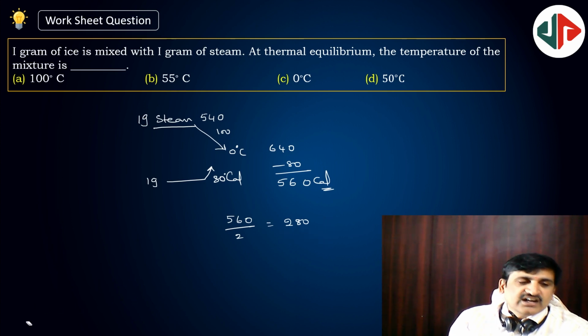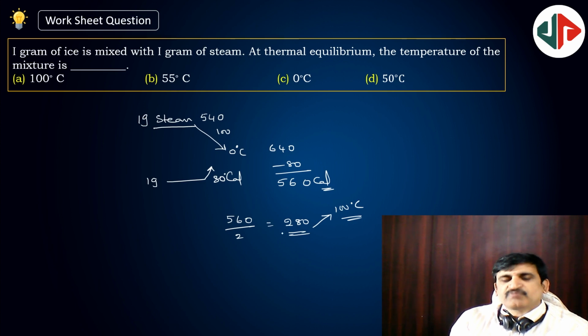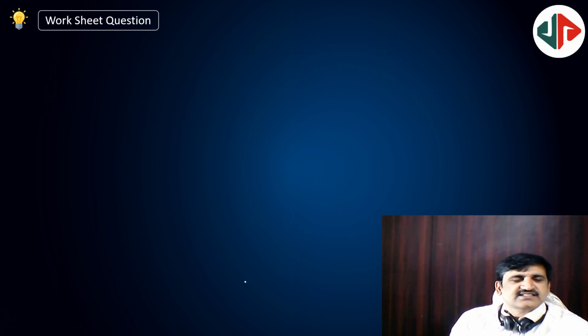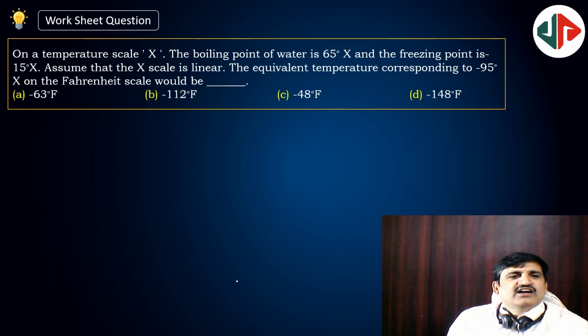So it can't evaporate, because for evaporation how much is needed? For evaporation 540 calories is needed. This is not that much. So it will come to 100 degrees Celsius and will stay there. So only a fraction of the steam will be condensed. The remaining will be in steam form. So 100 degrees Celsius is the answer. Yes. Next.